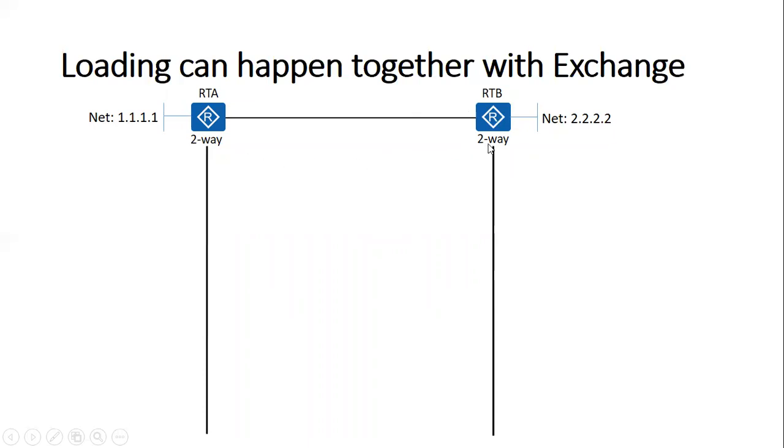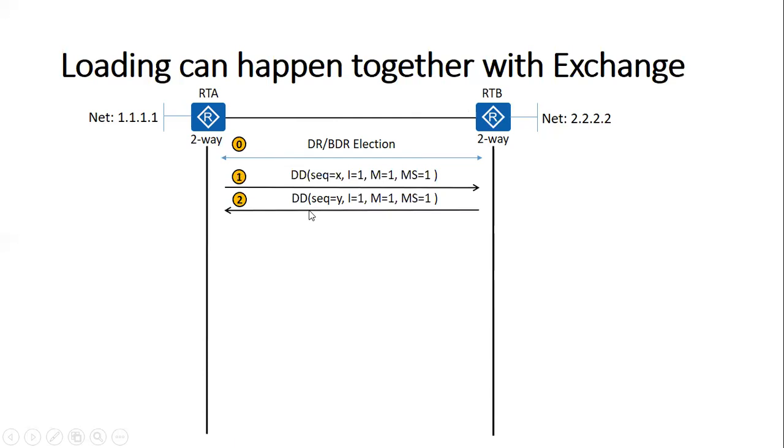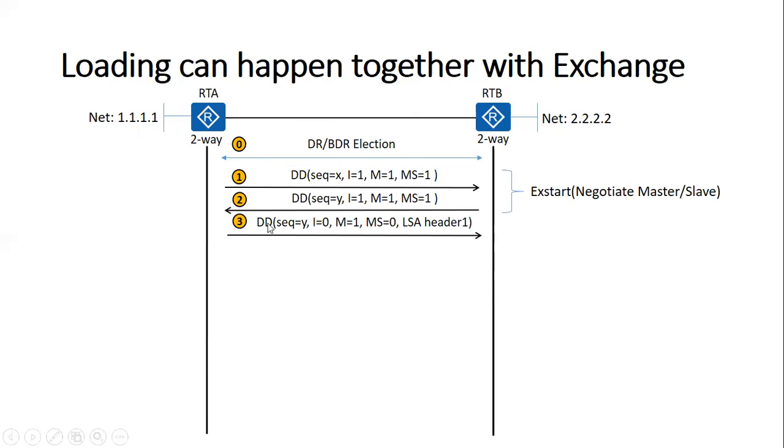So we have said our two-way. As a two-way, if it qualifies, the DR/BDR election happens, and then we have our ExStart where we are determining who is the master and who is the slave. Now we will have the first DD sent, and it will attach the sequence number of the master. Remember, we said it will use the sequence number of the master. It will say, I know about network 1.1.1.